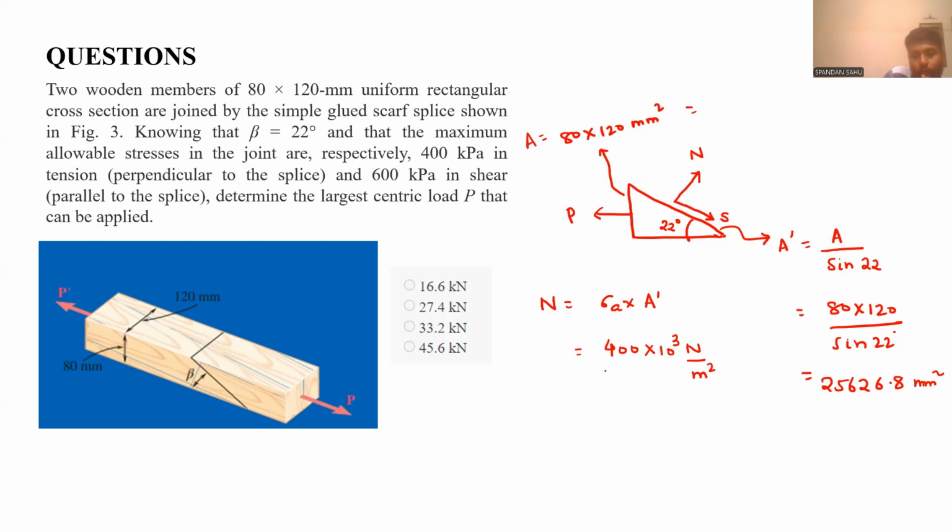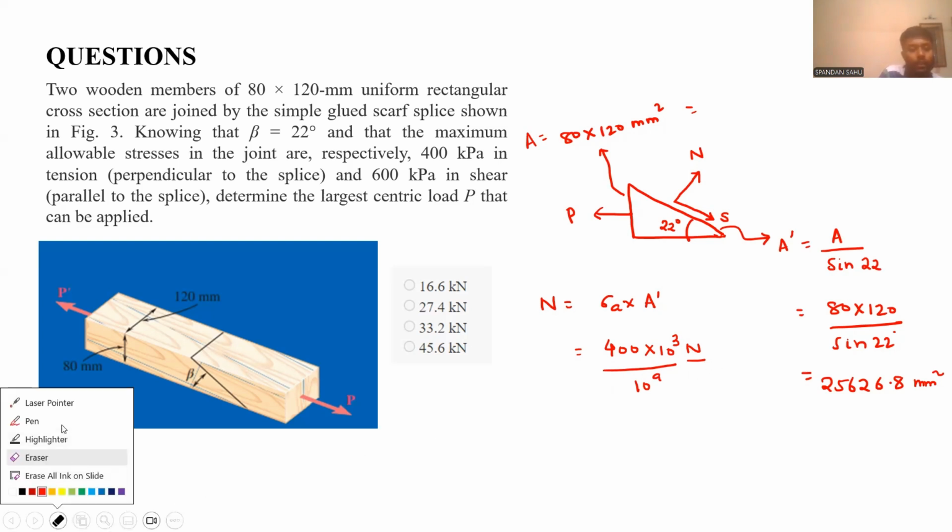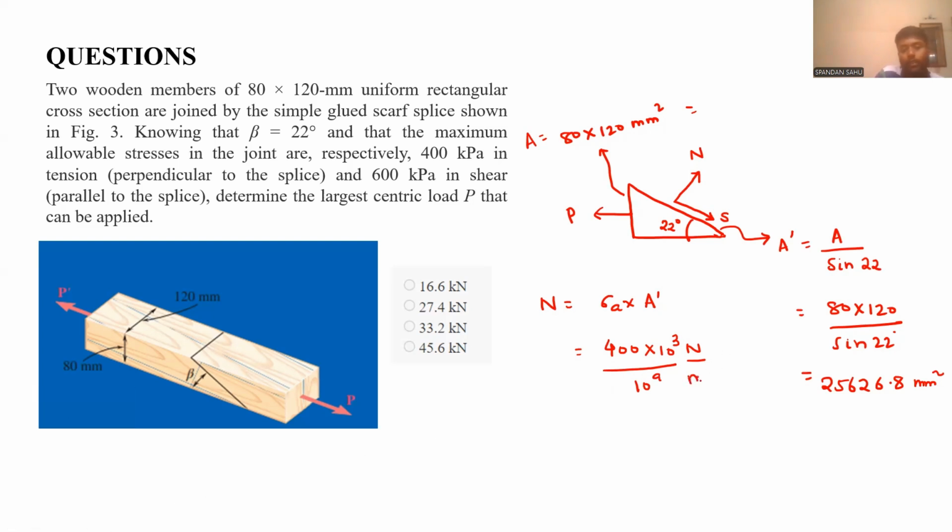400 kPa means 400 into 10 to the power 3 Newton per meter square, and we have to convert it to mm square. So 1 meter equals 1000 mm, so 10 to the power 9 mm square.